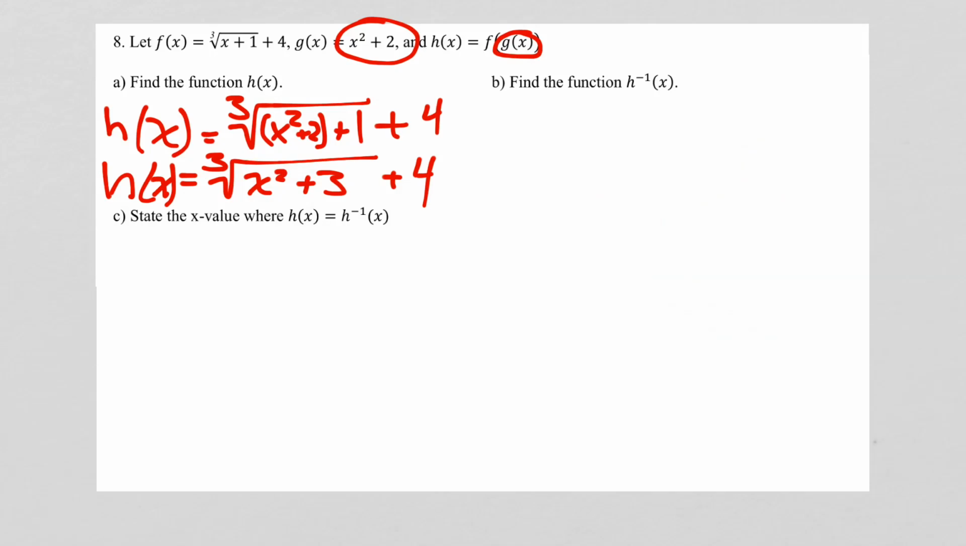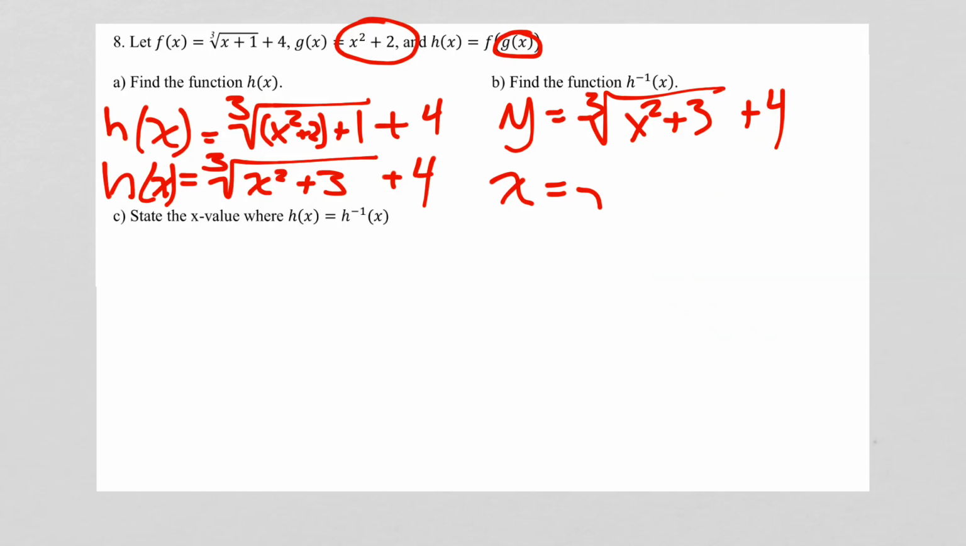And now let's do b. Find h inverse of x. Well, h of x can be written as y, right? It's like saying y equals the cube root of x squared plus 3, plus 4. And if we want the inverse, all we need to do is swap x and y. So x equals the cube root of y squared plus 3, plus 4. And now let's just solve this equation for y.